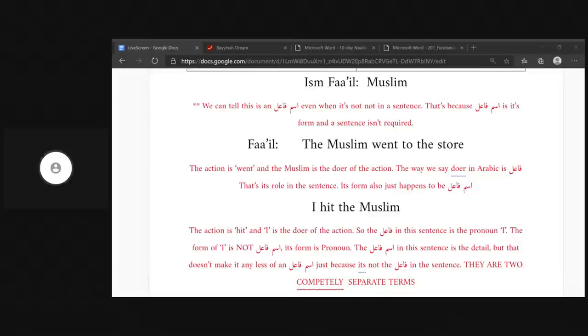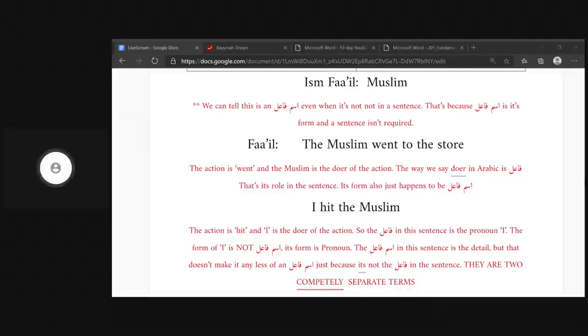No, Princess Castle, you're misunderstanding. Ustad didn't say that ism fa'il, its function in the sentence, is always the doer. He's saying that the word itself represents somebody who does something. A Muslim is somebody who submits. The action of submitting is already included in the word Muslim. That's what he means by it's the doer of an action. Not that whenever you see it in a sentence, it will always be doing the action.